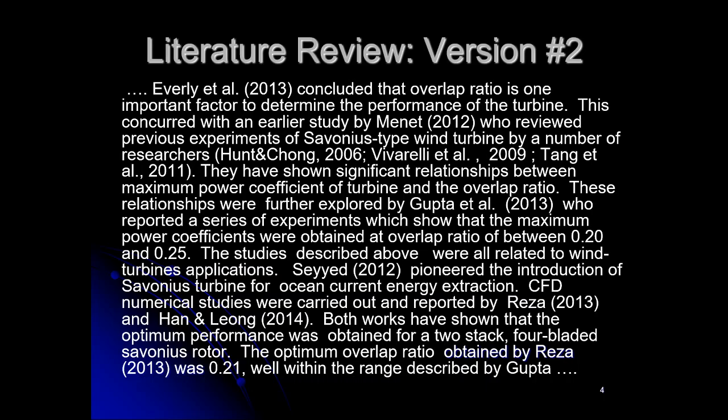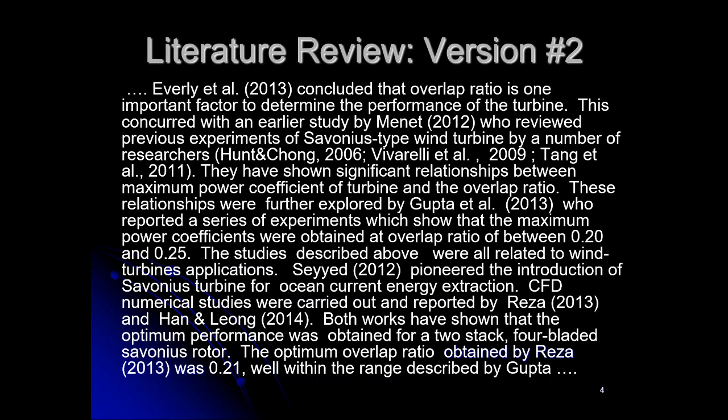Gupta followed up, further explored by Gupta, 2013, who reported a series of experiments which showed that the maximum power coefficient was obtained. Oh, that's Gupta's work. Gupta was the one who reported the series of experiments, and he found that the overlap ratio is best between 0.2 and 0.25. And then the studies described above were all related to wind turbine application. Clearly, this sentence is from the author of the article or the thesis.